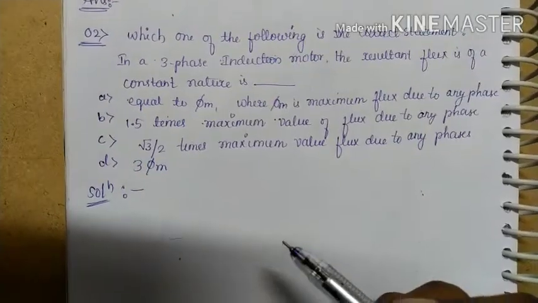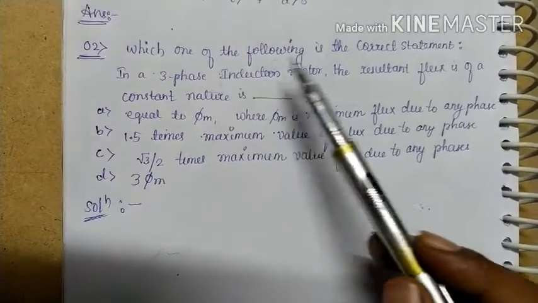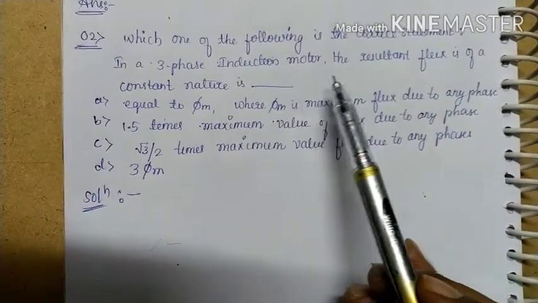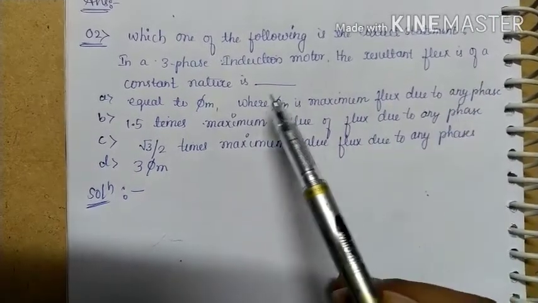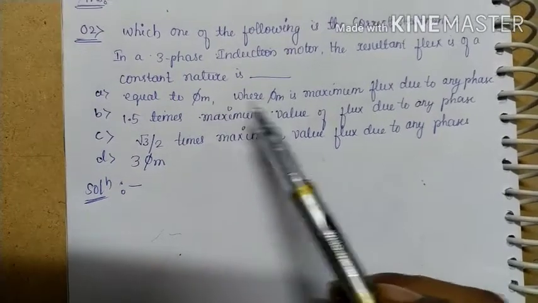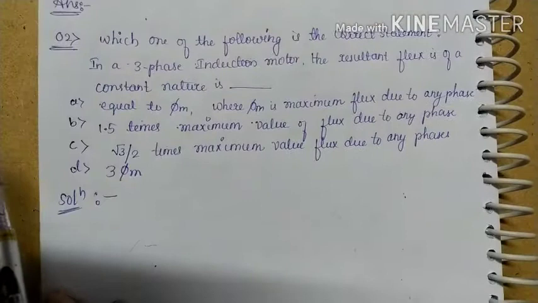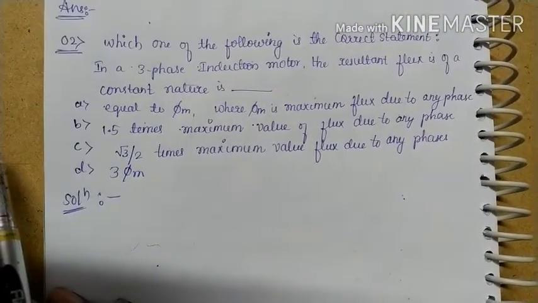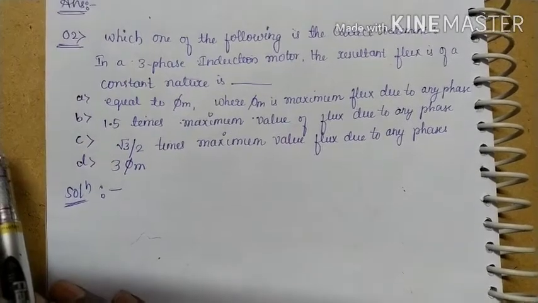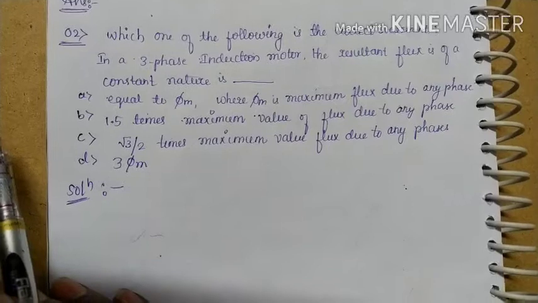Here is the next question. This question was asked in IAS 2007. Which one of the following is the correct statement? In a 3-phase induction motor, the resultant flux of a constant nature is dash. The options are: A, equal to phi m, where phi m is the maximum flux due to any phase; B, 1.5 times the maximum value of flux due to any phase; C, root 3 by 2 times the maximum value of flux due to any phase; or D, 3 times the maximum flux.